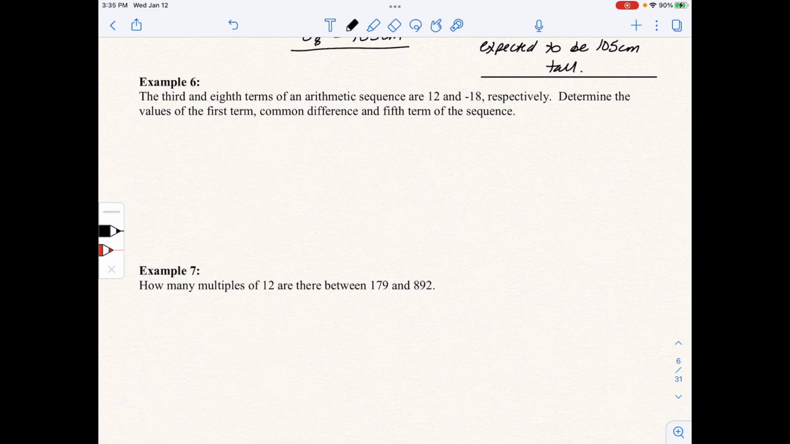Example number 6 says the third and eighth term of an arithmetic sequence are 12 and negative 18 respectively. Determine the values of the first term, the common difference, and the fifth term of the sequence. So if we know T3, sometimes I like to just draw a little picture here. T3 is 12. Okay, we've got T4, T5, T6, T7, and T8. This is an easy one because there's only a few terms. We can easily write those few spaces. Well, if I go from 8 to 3, there's 5 differences, right? There's 5 differences.